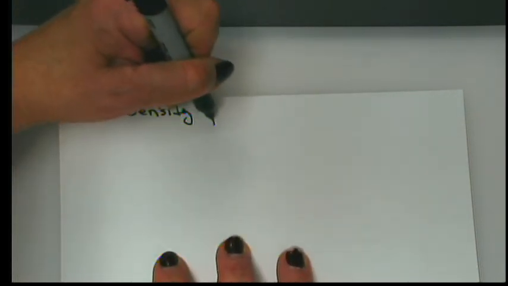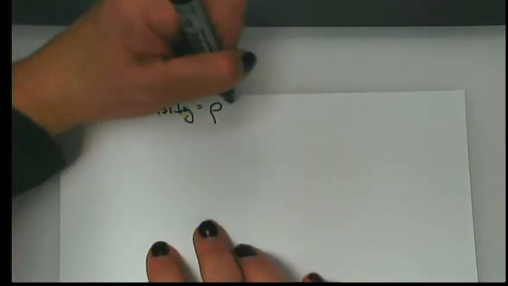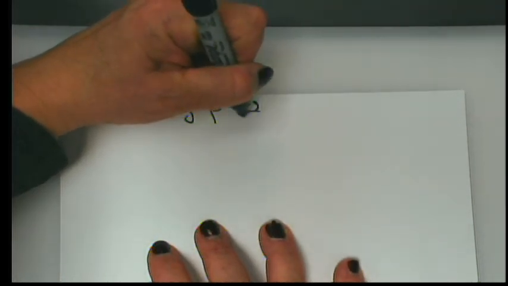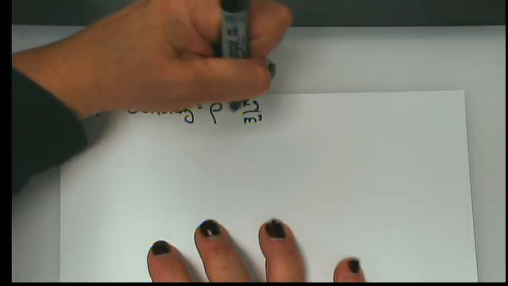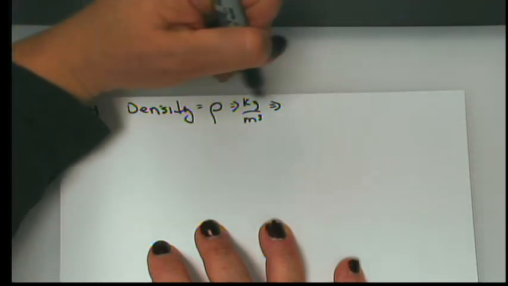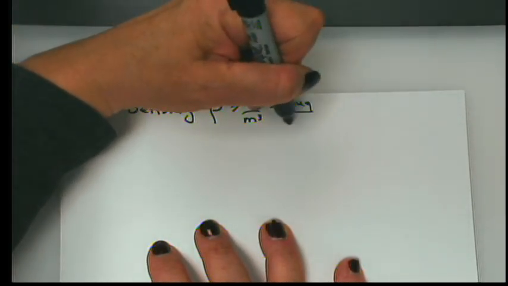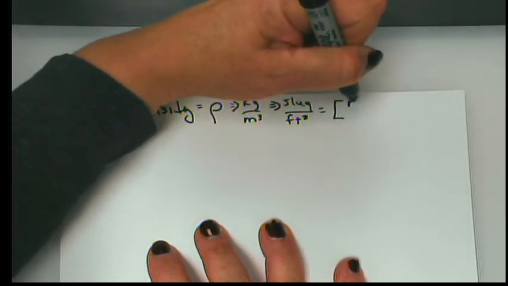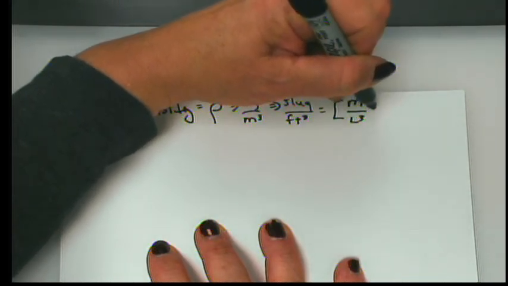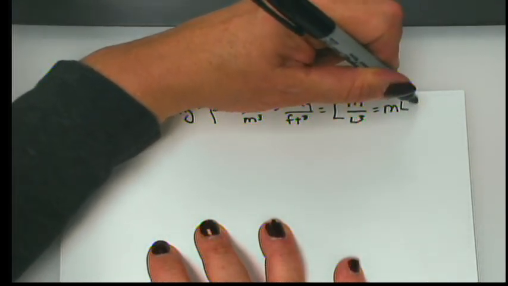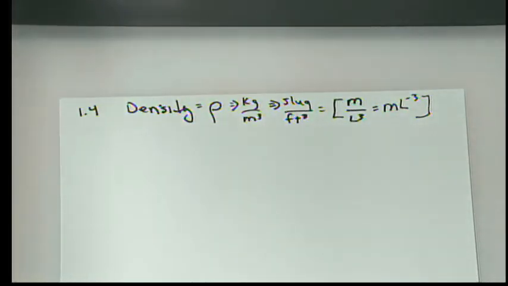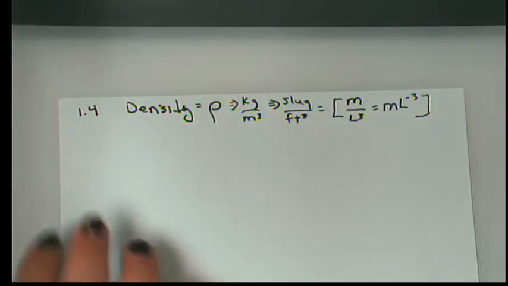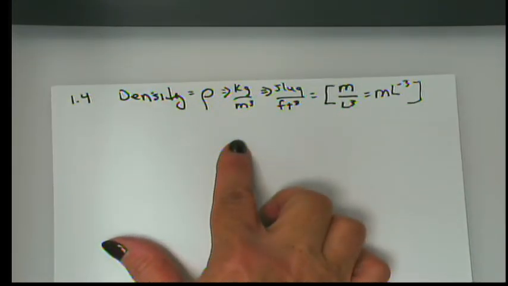Density is represented by the Greek letter rho, and its units in the SI system would be kilograms per cubic meter. And in the U.S. customary system would be slugs per cubic feet. So as you can see, the dimensions are mass per length to the third, or mass length to the negative third. Right. So density tells us how much a unit volume of our fluid weighs.